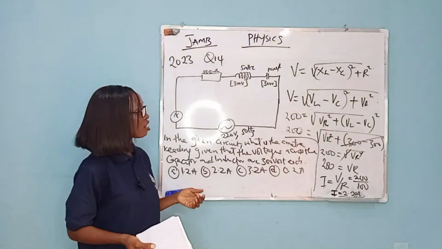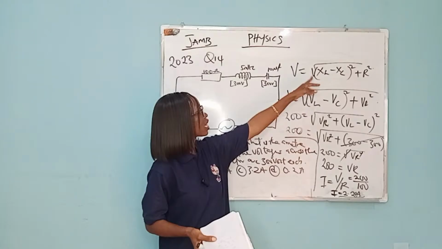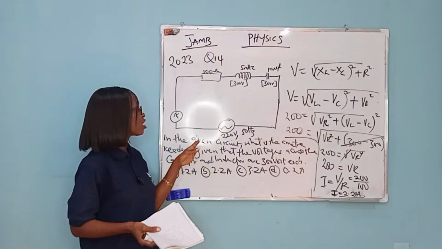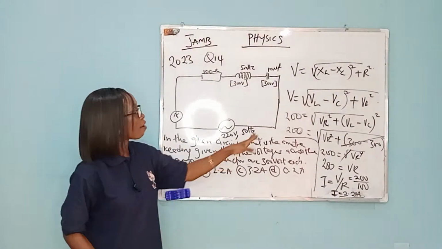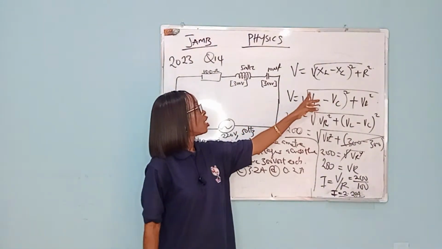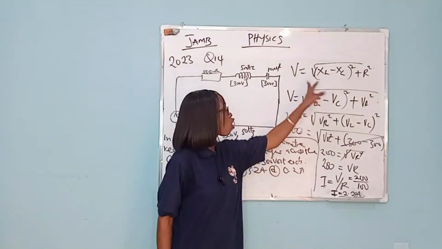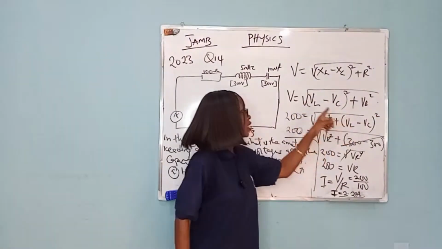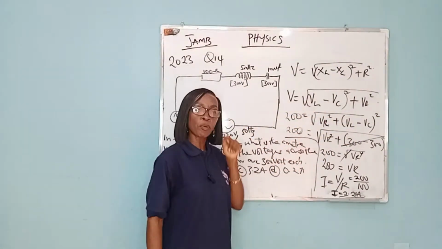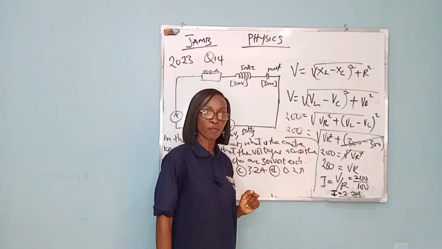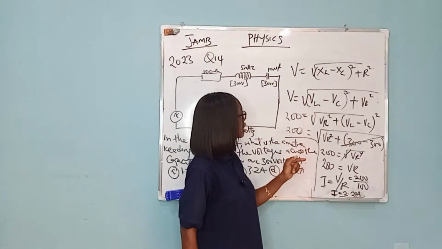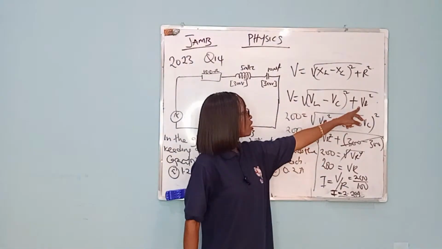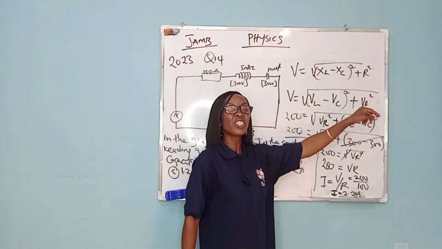The formula is given as Z is equal to the square root of (XL minus XC) all squared plus R squared. But in this case, we are given them in voltage. So I have V is equal to the square root of (VL minus VC) all squared plus VR squared. Now VL represents the potential difference across the inductor, VC represents the potential difference across the capacitor, while VR is the potential difference across the resistor.